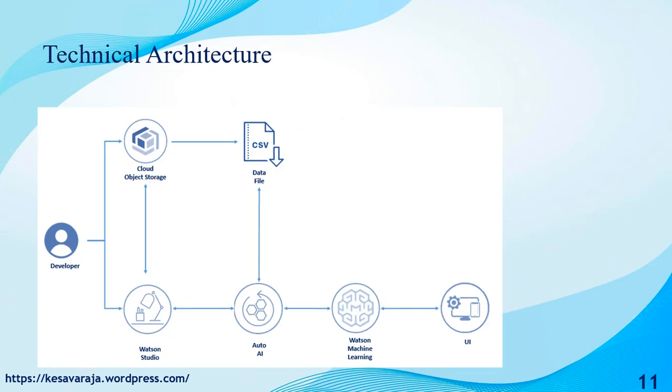The technical architecture of this project: the developer can depend on cloud storage as well as data. The 10,800 records are stored in a CSV file, which will be uploaded into Watson Studio, then choose the AutoAI project model. Deploy this, import this CSV, then merge it with the Watson Machine Learning model, which will project the result in a best user interface.